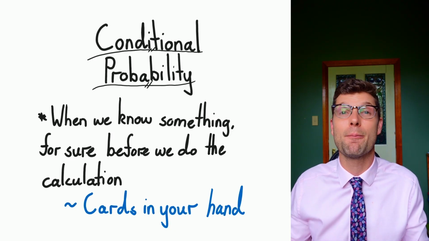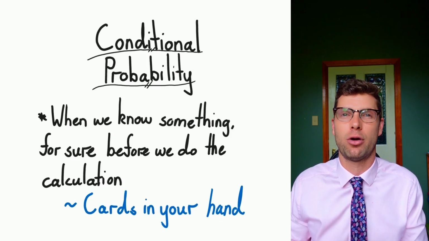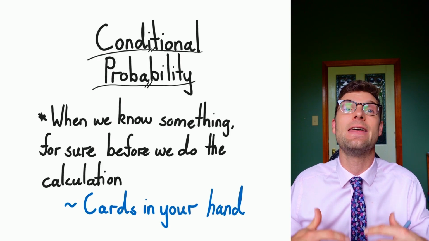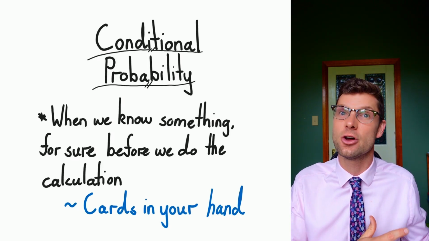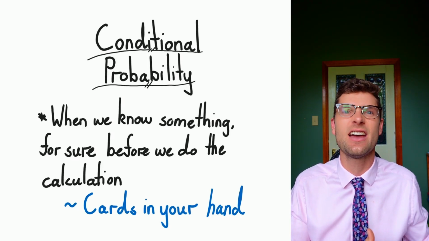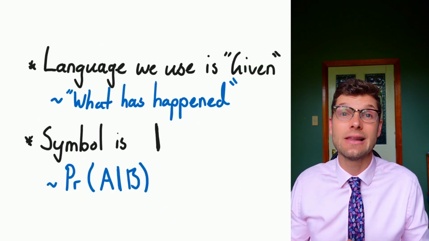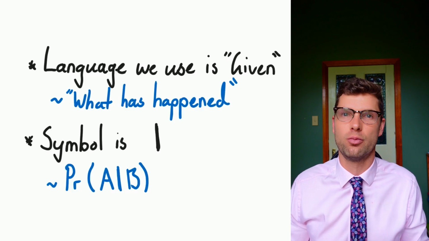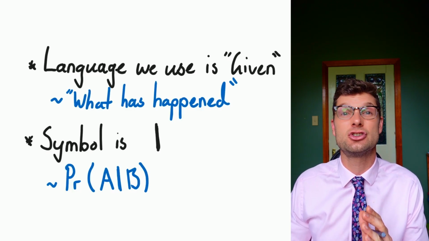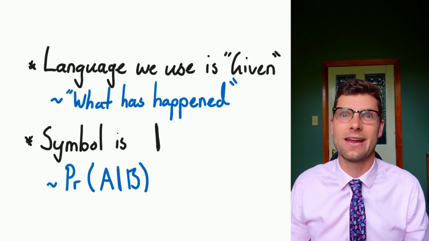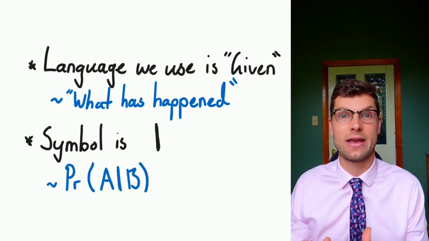And this is a really important thing for our probability in real life. Being able to take in information and then predict the future based on some outcomes that have already happened is essential for probability to be a useful skill in real life. So the language that we use for conditional probability is we use the term given. And the symbol for this is just a straight up and down line in between two pieces of information.